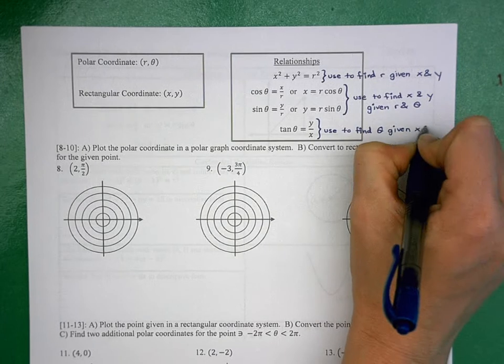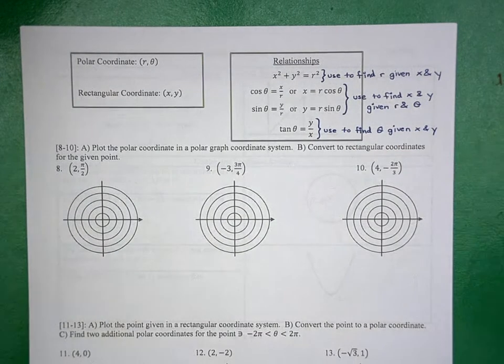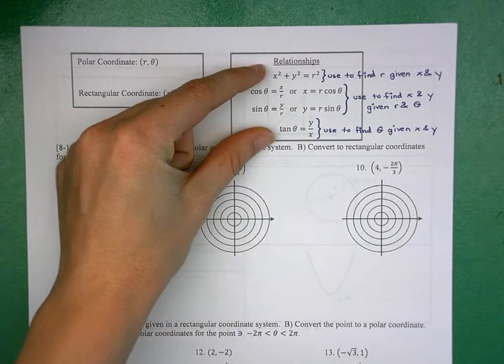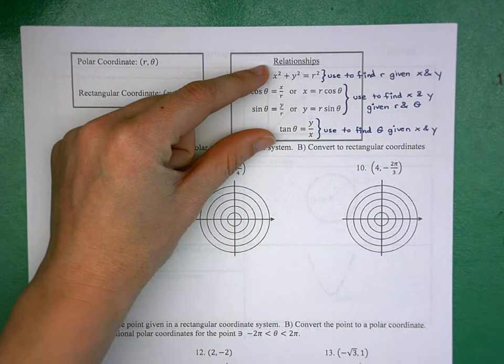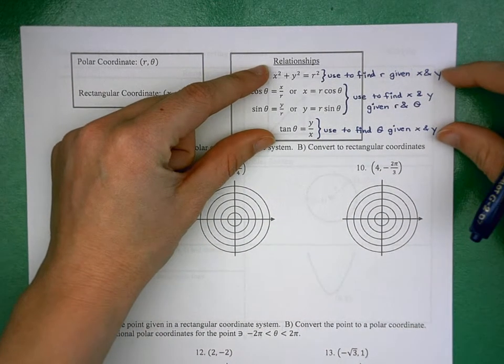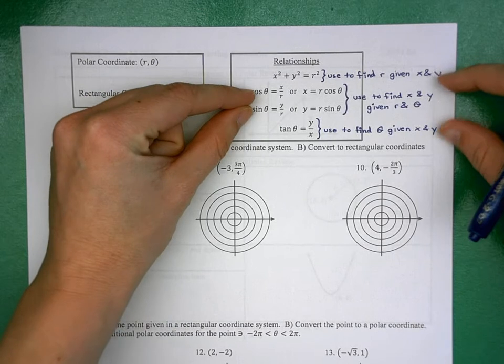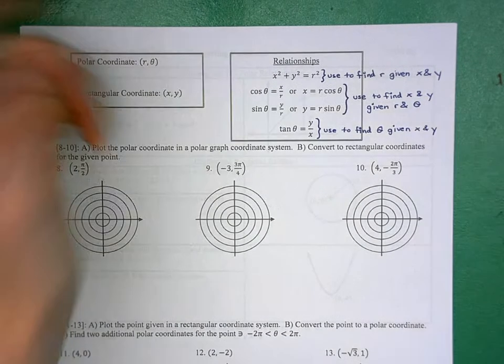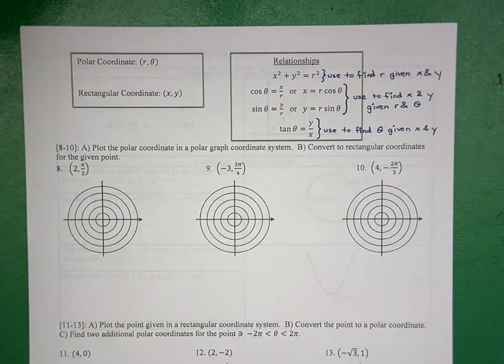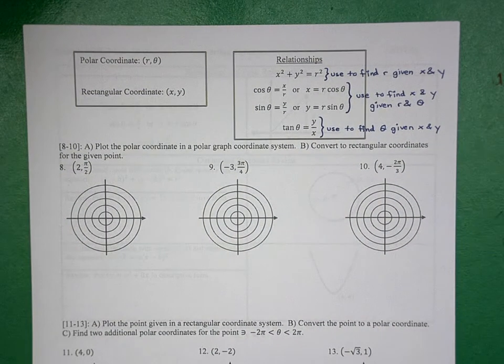So again, summarizing one more time, I use the top and bottom one when I'm trying to find my polar coordinate given a rectangular, and I use the middle two when I'm trying to find a rectangular given a polar. At least that's when I use them. All of them, though, are up for grabs so that you can solve for whatever missing values you need within your conversions. Okay? So there are two types of conversions we're going to look at.